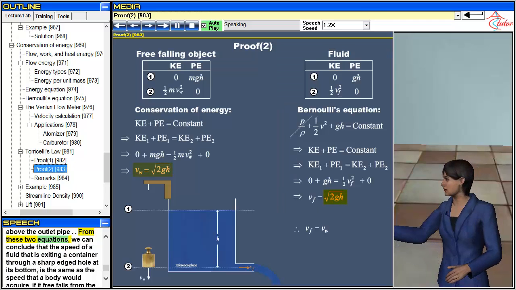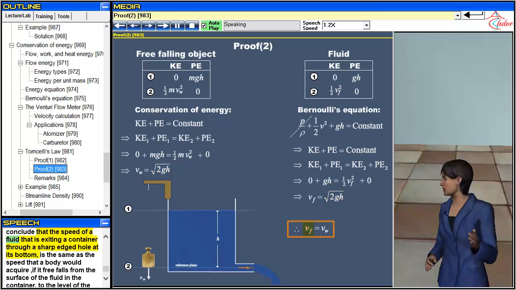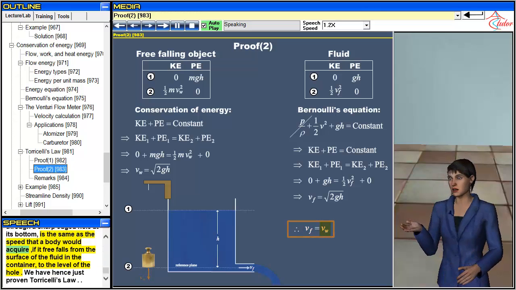From these two equations, we can conclude that the speed of a fluid that is exiting a container through a sharp-edged hole at its bottom is the same as the speed that a body would acquire if it free falls from the surface of the fluid in the container to the level of the hole. We have hence just proven Torricelli's law.